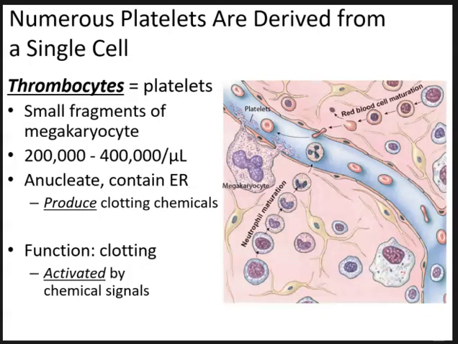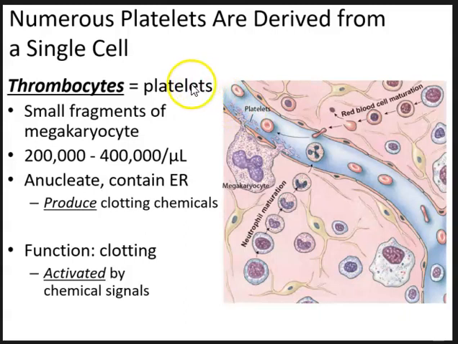Next cell we're going to talk about are platelets. So platelets are also known as thrombocytes, thrombo meaning to clot, so these are clotting cells. Thrombocytes are actually not cells, rather they're fragments of cells called megakaryocytes, and these megakaryocytes will mature in the presence of the hormone thrombopoietin. So here we see the megakaryocyte and then fragments breaking off as platelets into the bloodstream. So again, platelets are small fragments of megakaryocytes.